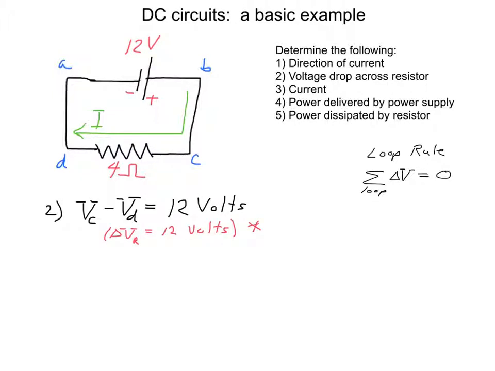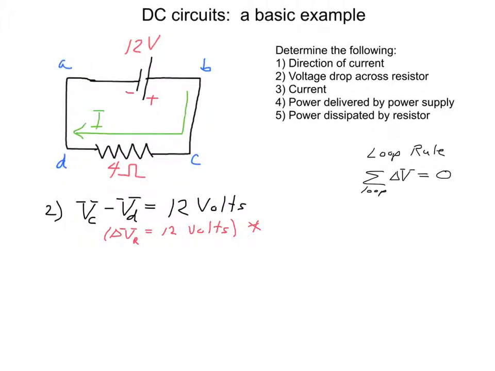If we want to be really clear about where the potential is higher, we'd write V sub C minus V sub D is equal to 12 volts, and that will indicate that we know that the potential is higher at C than D, and that the current is flowing from high potential to low potential. Of course, usually we just write this as delta V. It's usually very sloppy. Delta V sub R, meaning delta V, the change in potential across the resistor, is 12 volts. That's assumed always for a resistor to be a voltage drop. Current always flows from high potential to low potential.